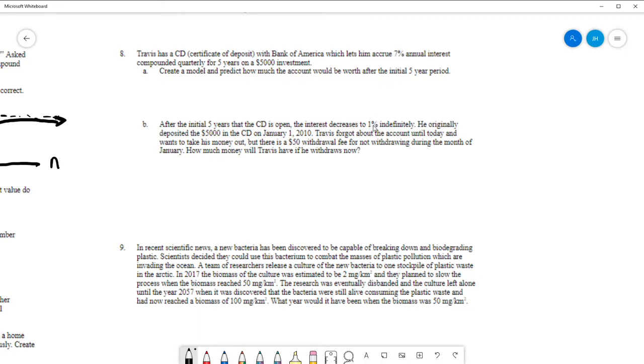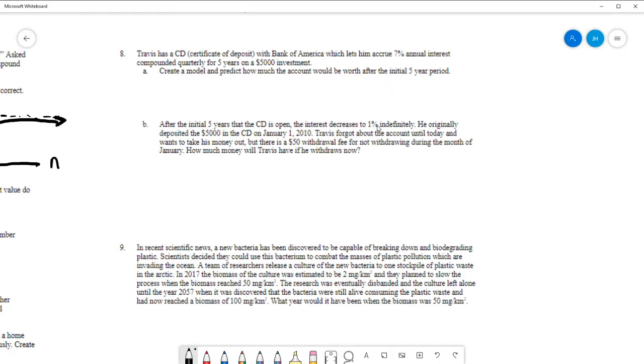And then at this point, it stops kind of being a CD. It just sort of lowers how much you're gaining after 5 years. So it's the same setup. It's just that once 5 years has passed, we need to change our rate from 7% to 1%.